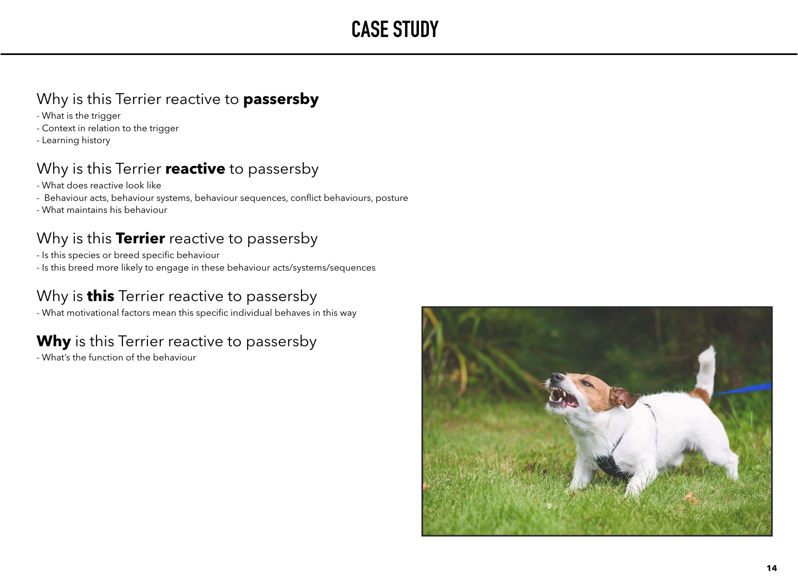But why is this terrier reactive to passers-by? These are your motivational factors, in this case probably hormones and learning history. He's an adolescent dog who's now found a coping mechanism after being bitten as a puppy by another dog when walking on the lead. And why is this terrier reactive to passers-by?